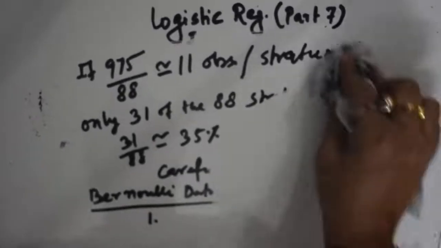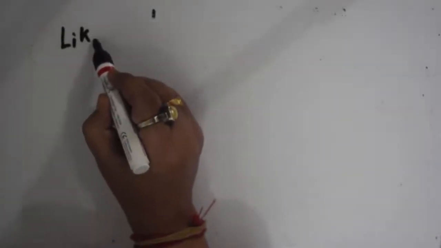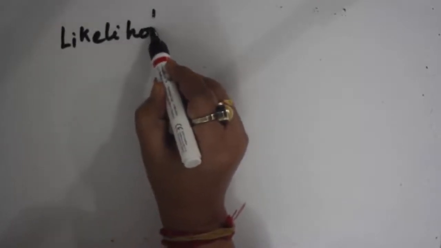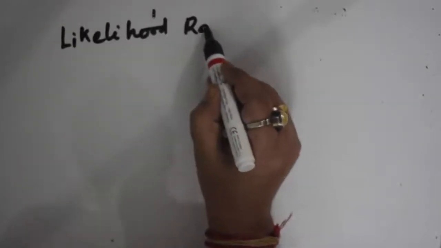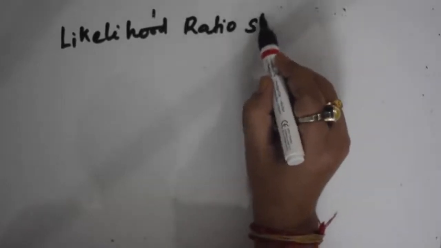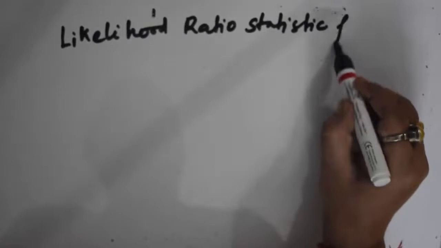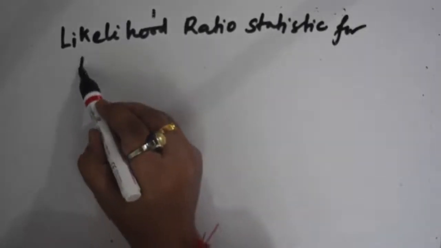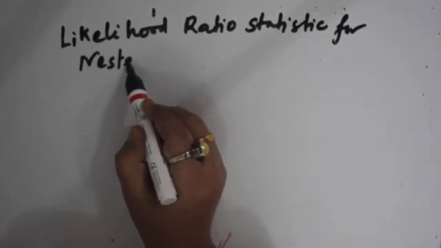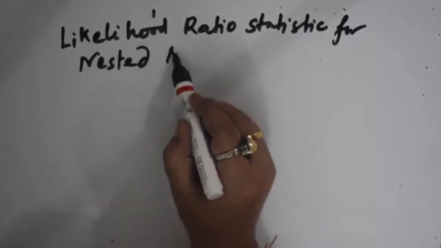And here I mention this one point, that this type of model is called a nested model. So, the likelihood ratio statistic for nested models.